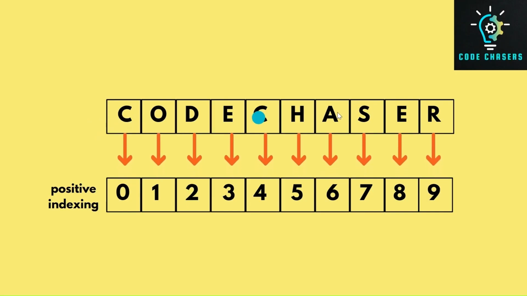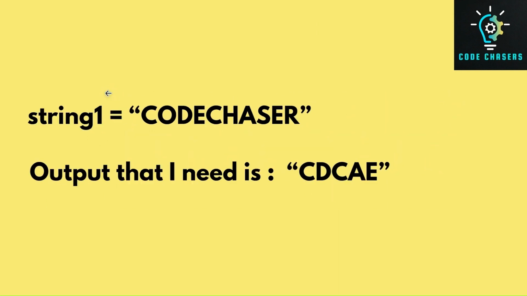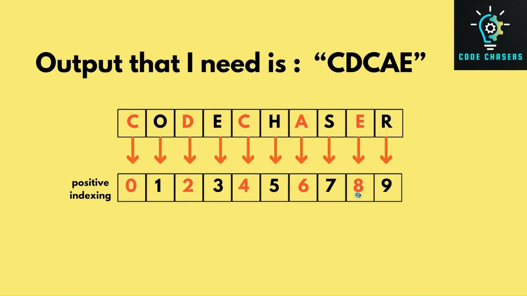We have a string CODECHASER here. What if I need to print, or I need a slice, CDCAE from CODECHASER? We will see this slice in the indexing part. We have a string CODECHASER and we need to print CDCAE from the long string CODECHASER. I have highlighted the parts which we need.